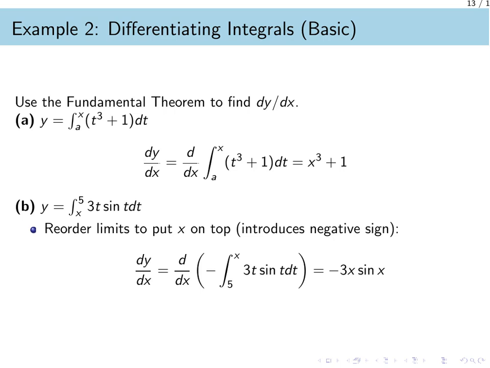For part A, we differentiate the integral from a to x of the quantity t cubed plus 1. Simply replacing t with x gives us x cubed plus 1. For part B, notice that the variable x is in the lower limit, so we must first reverse the limits of integration, which introduces a negative sign. Differentiating the negative integral from 5 to x of 3t sine t gives us negative 3x sine x. Remember that the variable must be the upper limit to apply the theorem directly.